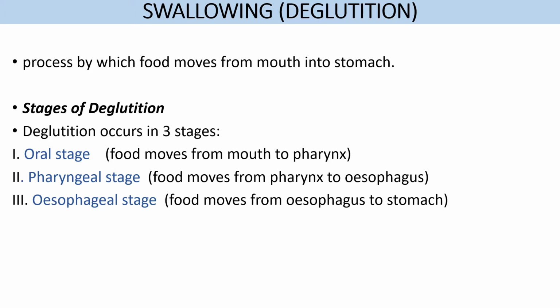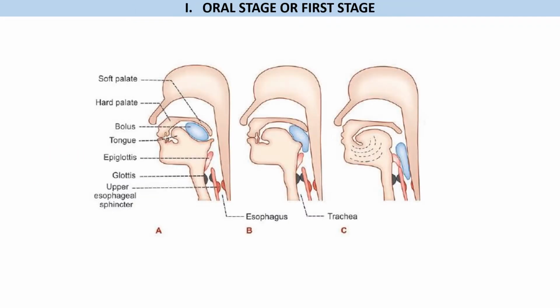Now in the oral phase of deglutition, the food which you eat moves from the mouth to the pharynx. In the second stage, the pharyngeal stage, the food moves further, that is, from the pharynx to the esophagus. And in the last stage of deglutition, the esophageal stage, the food moves from the esophagus ultimately into the stomach. So let us see one by one about the three stages of deglutition.